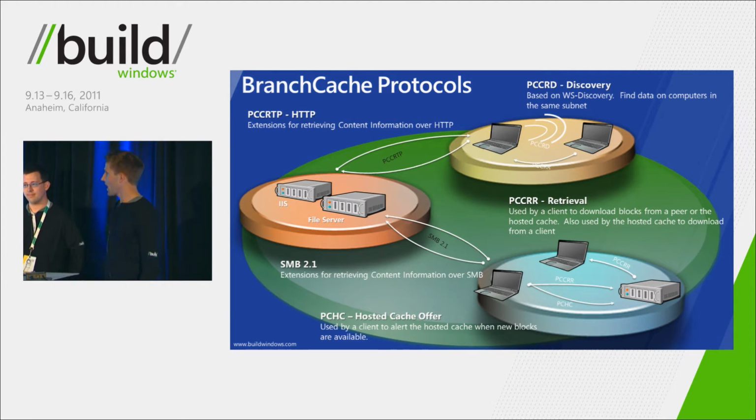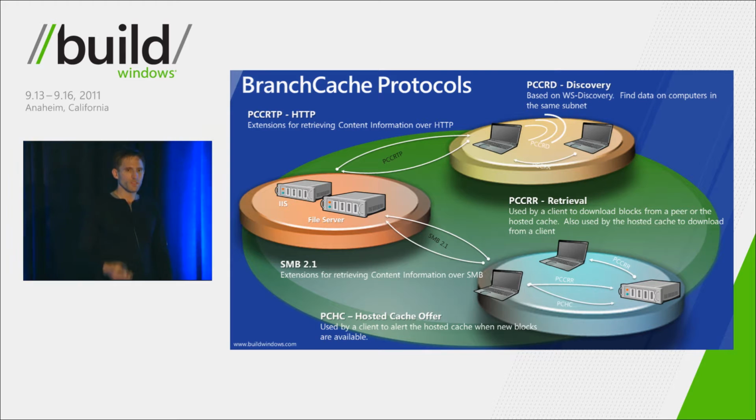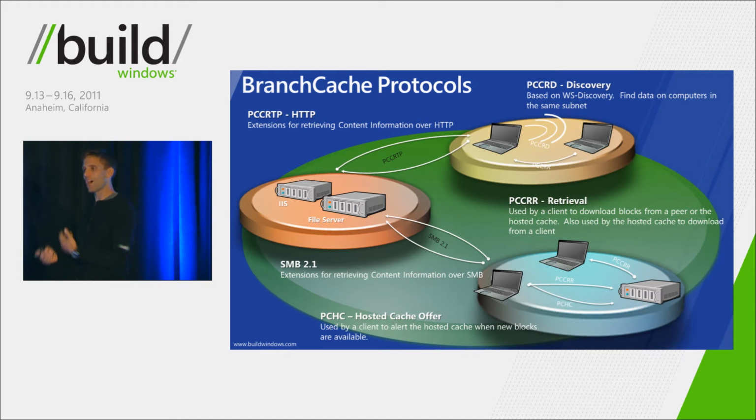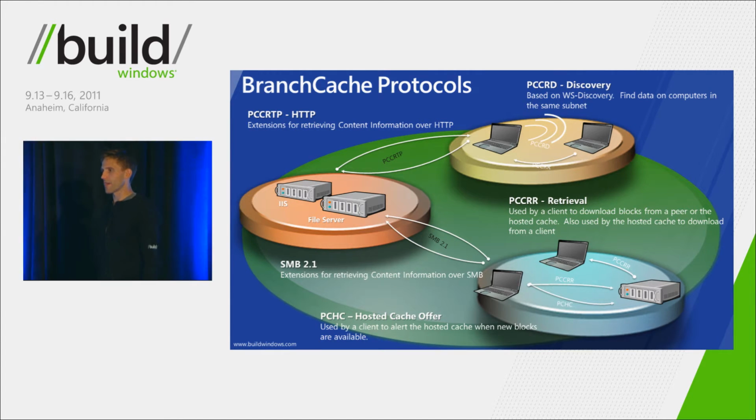Now the hosted cache, there's actually two protocols that kick in when you're using the hosted cache. The first one is this offer protocol. So the hosted cache is the only element in the BranchCache system that ever gets offered data. Everybody else only pulls on demand. So this is also another interesting property to tell you about BranchCache.